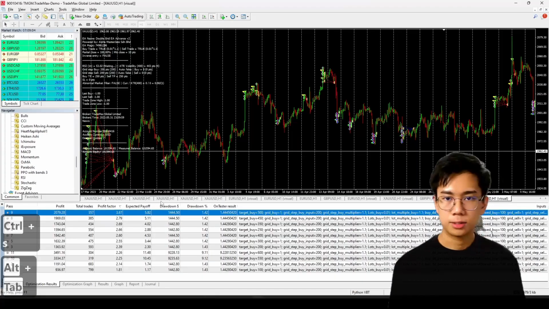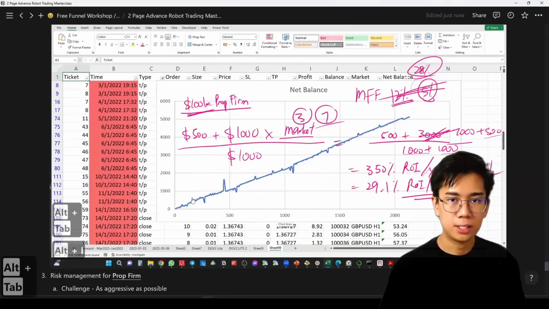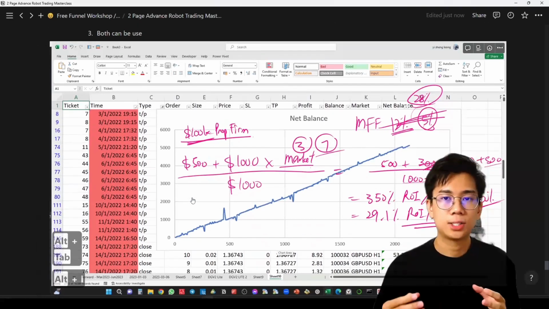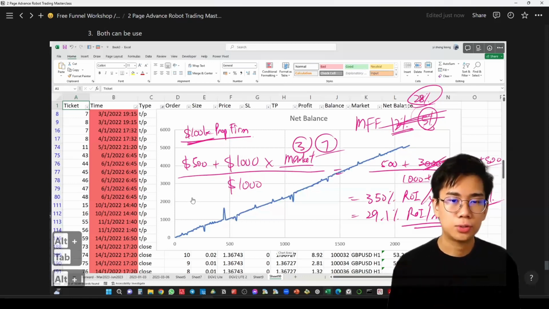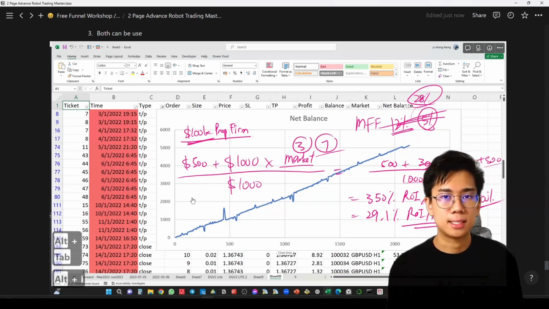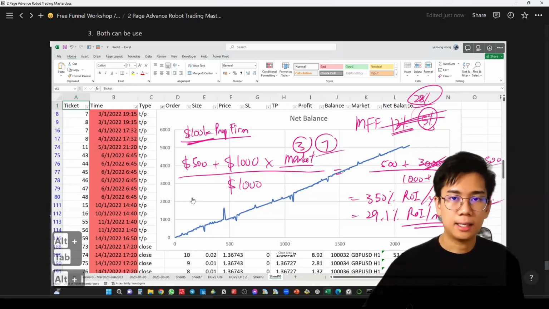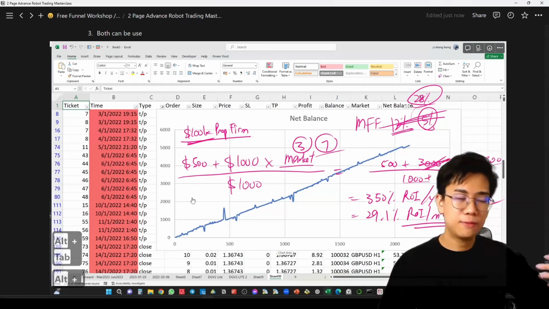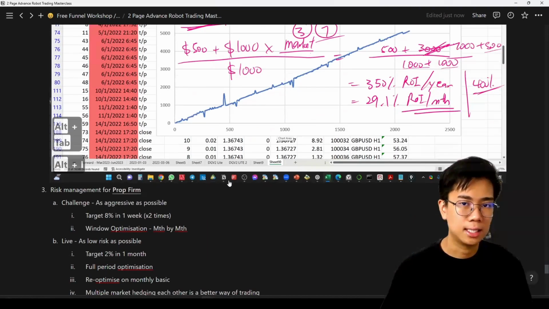Okay, so before we wrap up everything, is there any question that you guys would like to ask? Basically, the concept is very simple. As long as you have passed the profit account, you get a 100K account. At the 100K level, you just set up the DGV2 across multiple markets, and then just let it trade and hedge each other. By using this method, even though you may be against the trend, it doesn't matter because you may adjust the lot size based on seasonality.